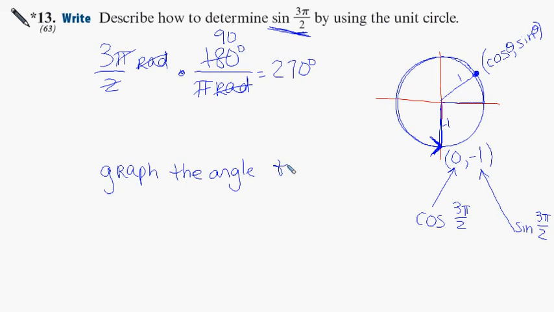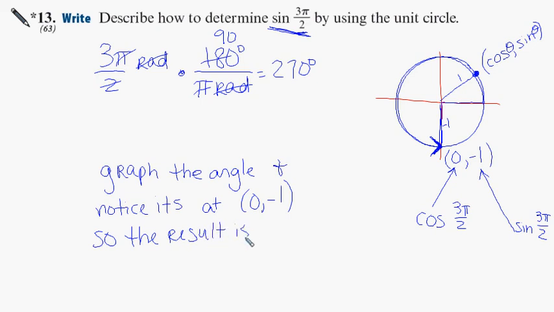And notice it's at 0, -1. So the result is that the sine of 3 pi over 2 equals -1. Okay? So I hope that feels like you're starting to develop some understanding of the unit circle and how it relates to sine and cosine.